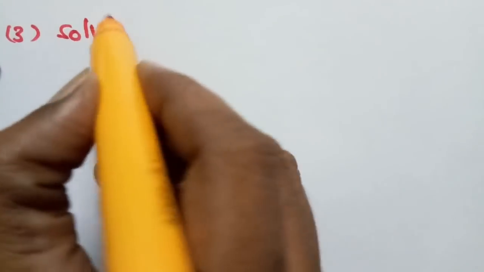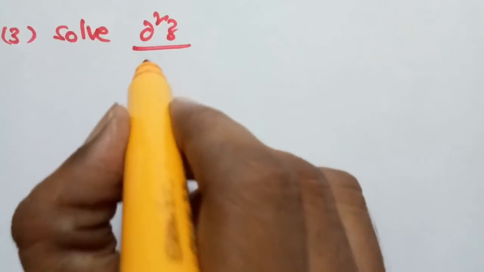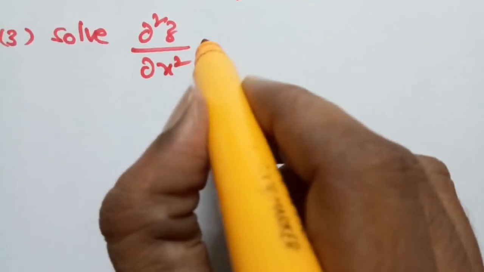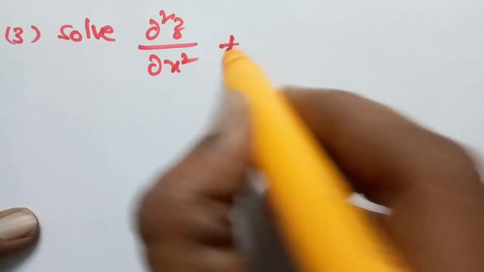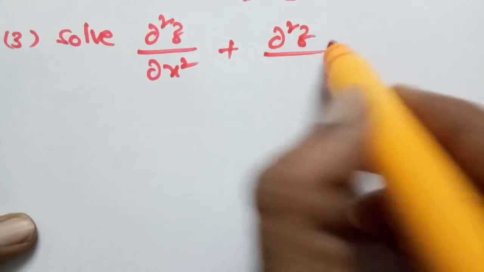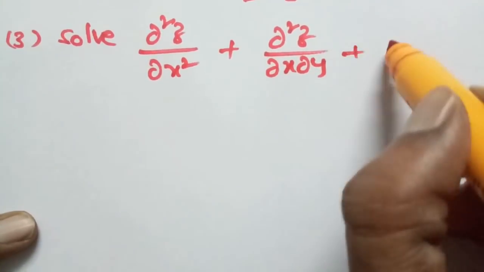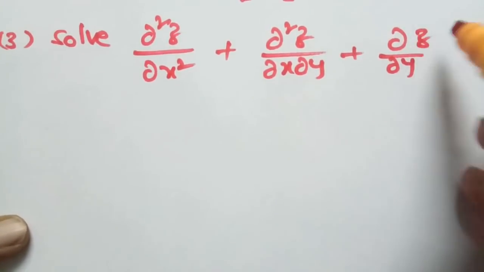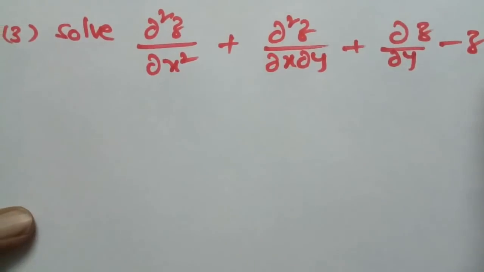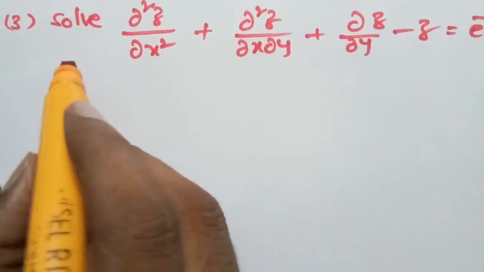Problem number 3. Solve ∂²z/∂x² + ∂²z/∂x∂y + ∂z/∂y - z = e^(-x).